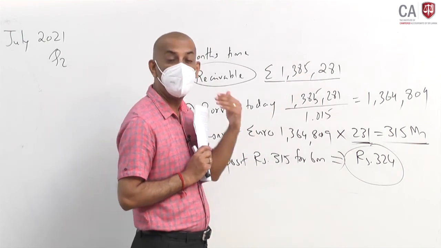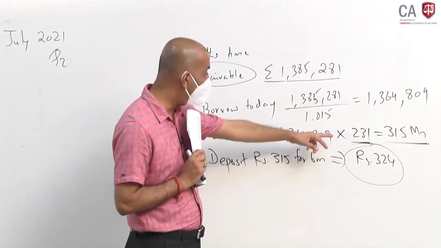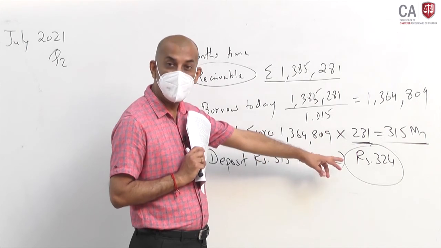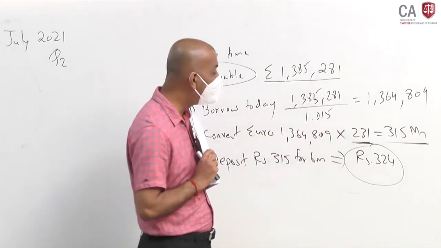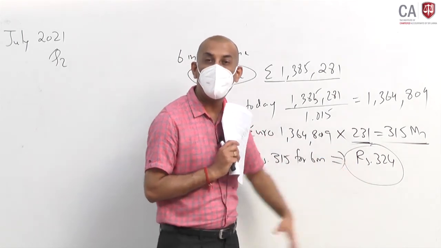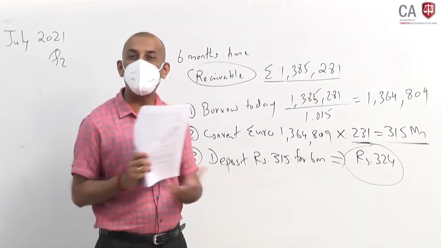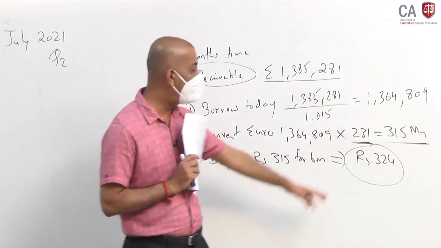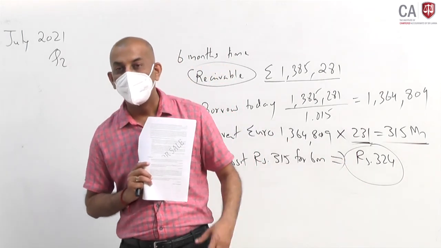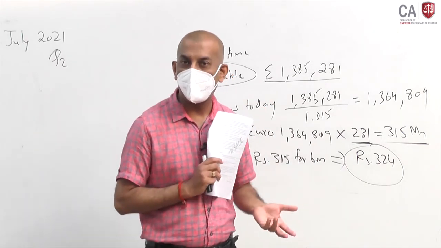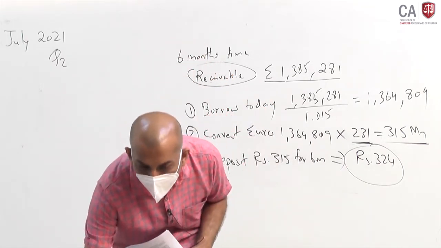But you have a rupee deposit. From the converted money, you have your money deposited in Sri Lankan rupees for 6 months. That gives you 324 million. So finally, your net proceeds of this money market hedging is 324 million. So what we have to understand is that the forward exchange contract got us 302 million. You can look at it in the answer.